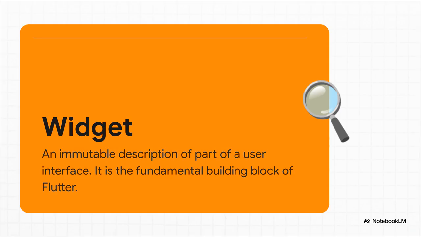Okay, so let's get just a tiny bit technical for a second. The official definition says a widget is an immutable description. Whoa, scary words, right? Don't worry. All that means is that a widget is a blueprint. It's not the thing itself, it's the instructions for building the thing. It tells Flutter, hey, I want a piece of text right here and it should say this and be this color. It's the recipe, not the cake. It's the fundamental atom of your UI.